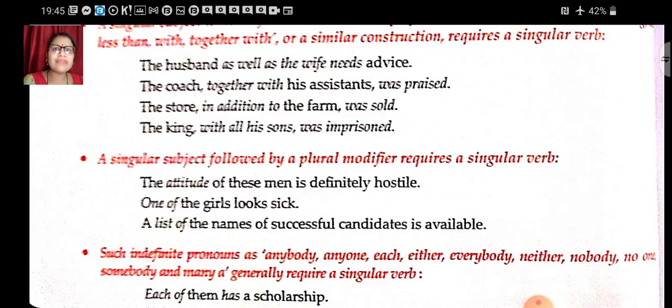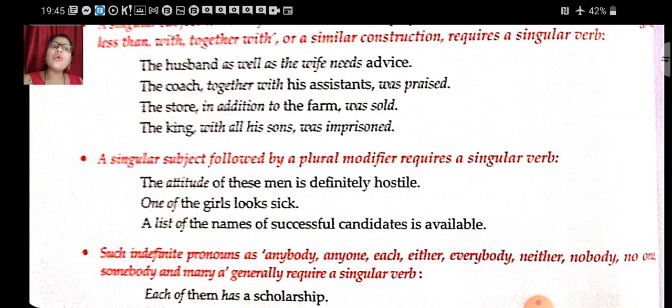Now husband and wife, it's a combined thing. The coach together with his assistant. Now they are talking about a team, so obviously the coach comes with the assistants. The store in addition to the farm. So there was a farm and there was a store too. So it's a combined thing.